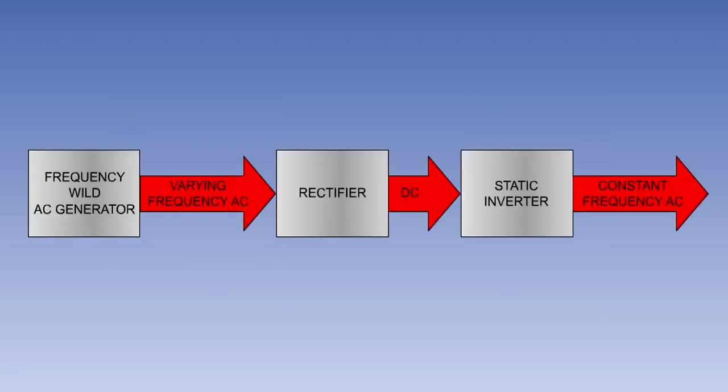Inverters can be used to give a constant frequency output from a frequency wild supply. A small number of aircraft types with frequency wild AC generators use a system known as the Variable Speed Constant Frequency System, or VSCF. The frequency wild AC is rectified to DC, which is used to power a static inverter, which then converts the DC to constant frequency AC.